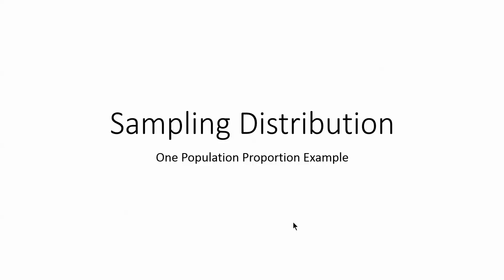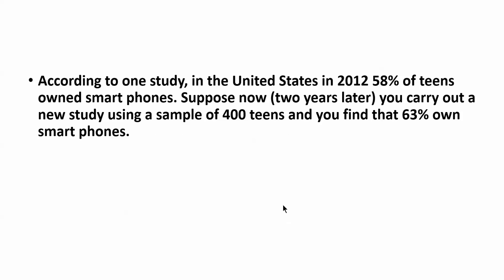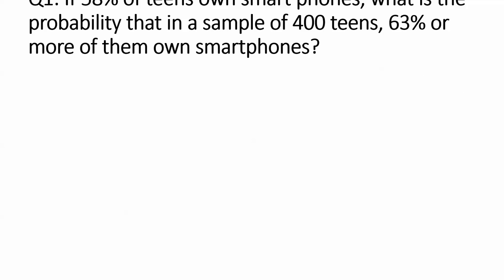In this short video, we'll look at an example of two problems involving sampling distribution for one population proportion. According to one study, in the United States in 2012, 58% of teens owned smartphones. Suppose 2 years later you carry out a new study using a sample of 400 teens and you find that 63% own smartphones.